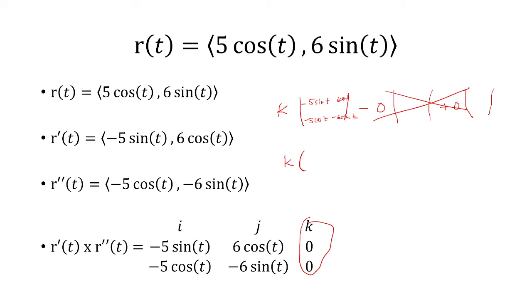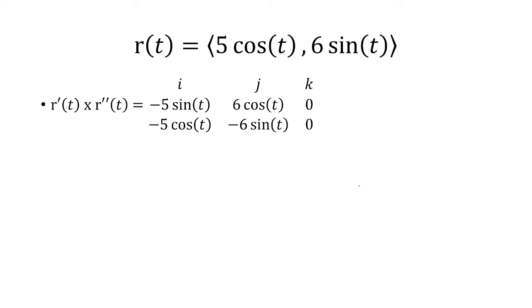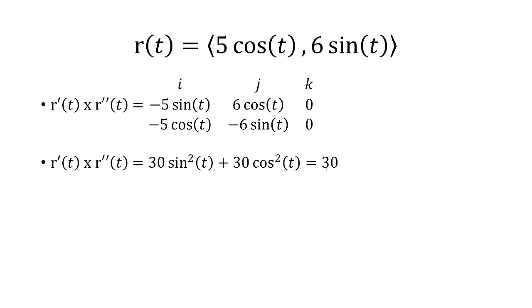Well, negative 5 times negative 6 is 30. That's sine squared. And here's a negative, so it's minus a negative, which is a positive. 5 times 6 is 30. That's cosine squared. And then sine squared plus cosine squared is 1. Multiply by 30, we get 30k. So this is just going to be a scalar. So this is 30k, technically.